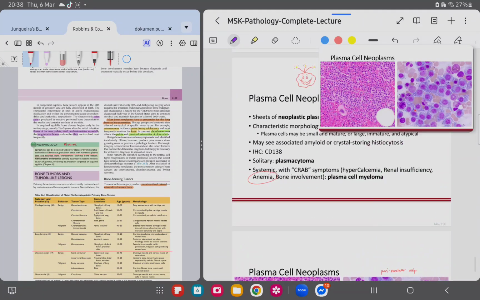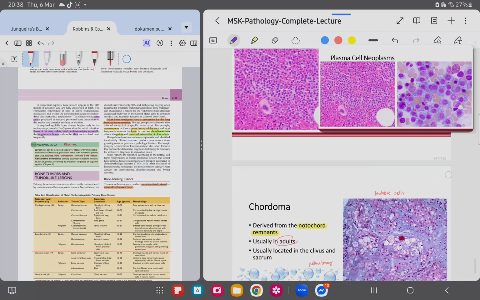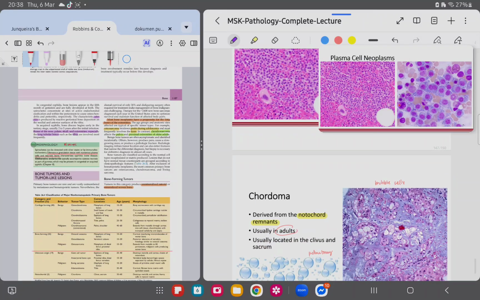So this is from a bone marrow core. There is still a residual megakaryocyte here, but you see that the cells have somewhat eosinophilic cytoplasm. And this is a very helpful clue that we are dealing with a plasma cell myeloma.